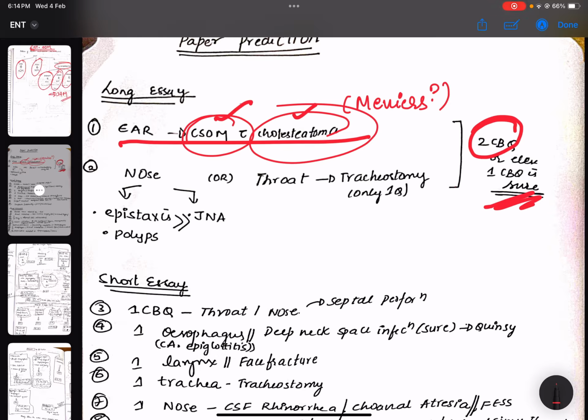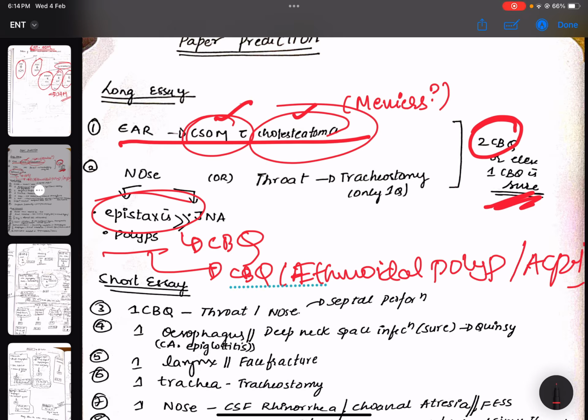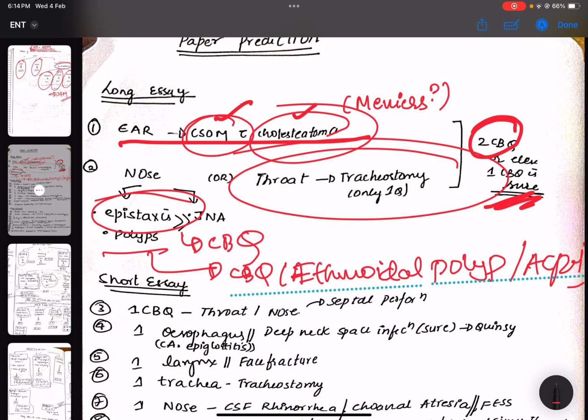And then when it comes to nose, the short question is either an epistaxis related CBQ or a polyps related CBQ. Mostly you will get an ethmoidal polyp question, or even you might get an antrochoanal polyp, but this is the most important thing. With respect to throat, the important question is tracheostomy.